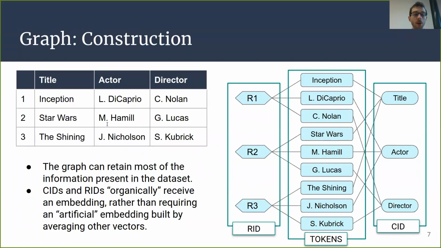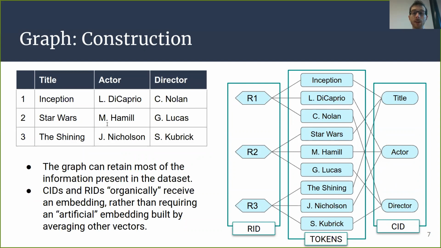To represent relational tables, we chose a graph structure like the one on the right, with each node belonging to one of three classes, either token nodes, record nodes, or column nodes, so RIDs or column IDs. Token nodes describe unique values in a concatenated dataset. Each RID node represents a tuple in the dataset, so for example, R1 will represent tuple 1, and each column ID represents an attribute in a table. So title will represent the attribute title.